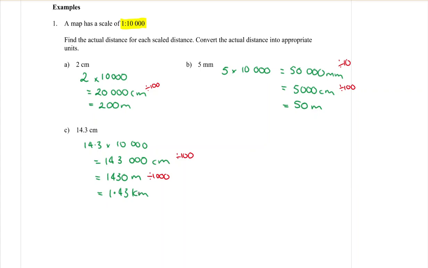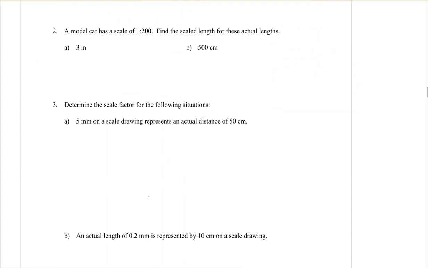The next type, though, on the next page, question 2, we need to go the other way. So it says a model car has a scale of 1 to 200. Okay, so new ratio that we're using here.